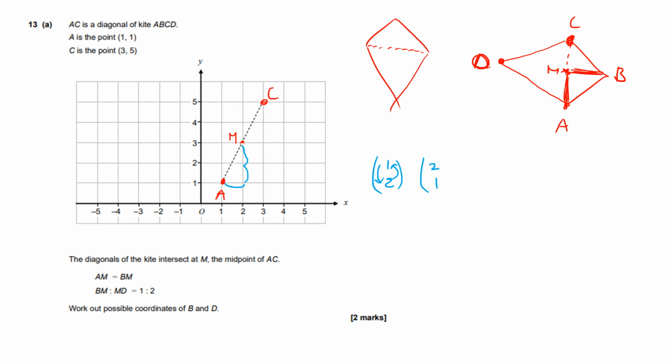2, 1. Okay, so you're going 2 to the right, 1 down. It's going to be here. Okay, so I'm taking this and using it here because I know it's a kite.